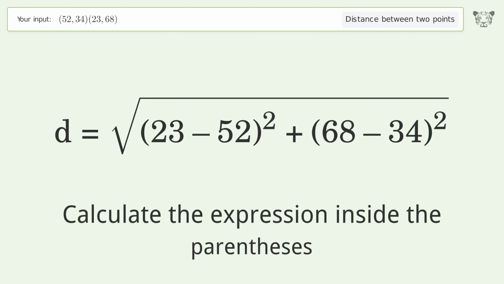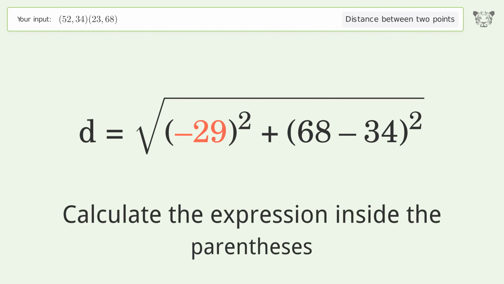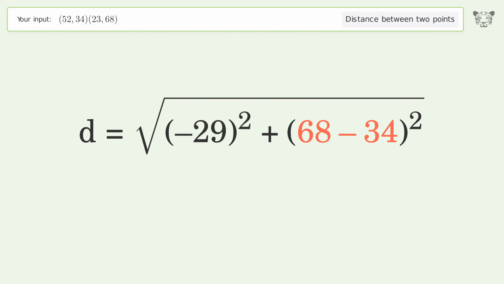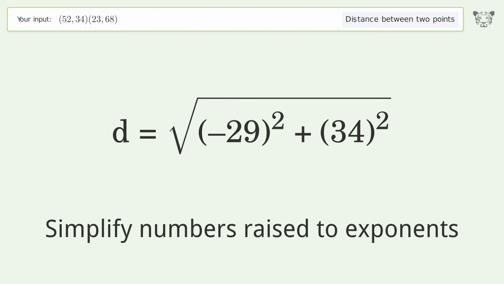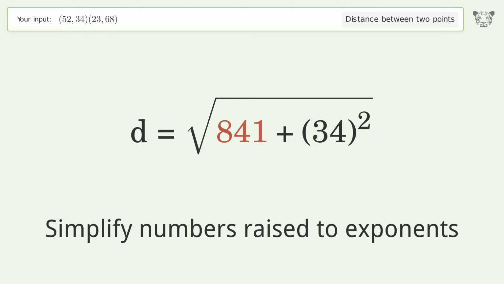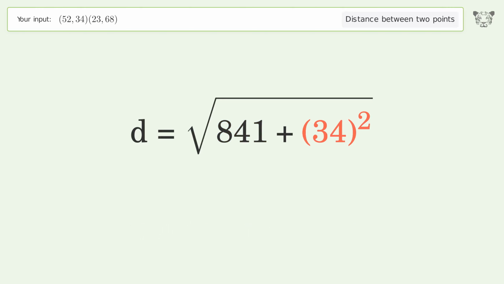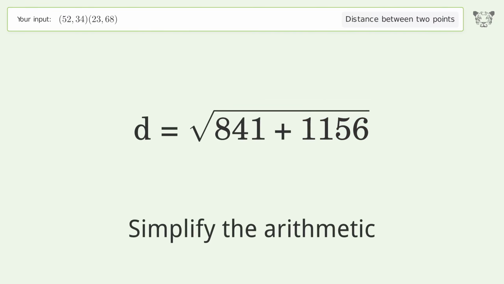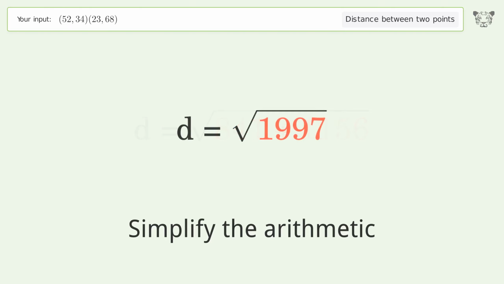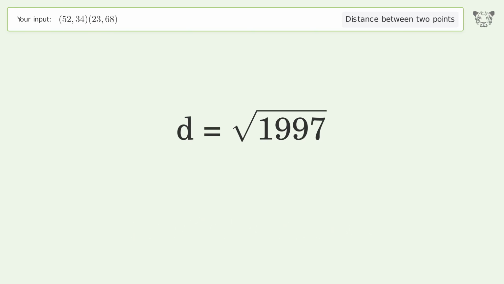Calculate the expression inside the parentheses. Simplify numbers raised to exponents. Simplify the arithmetic. And so the distance between the 2 points is the square root of 1997, or 44.688.